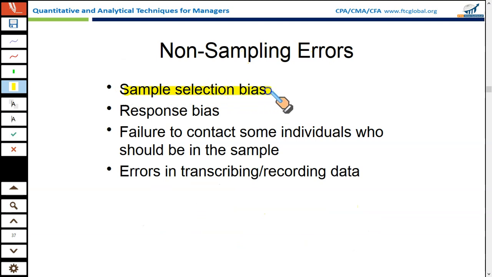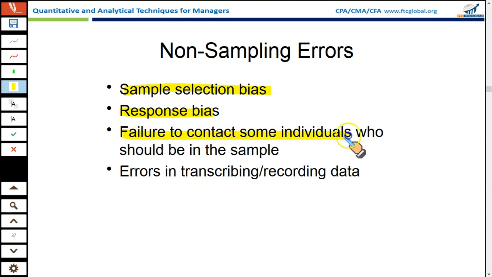First, sample selection bias. This happens when the way we pick who to survey, maybe our selection is wrong. For example, only surveying people who have internet access might miss the opinion of those who do not have internet access. Response bias occurs when people don't answer questions truthfully or accurately. They might want to look good or might not remember things correctly.